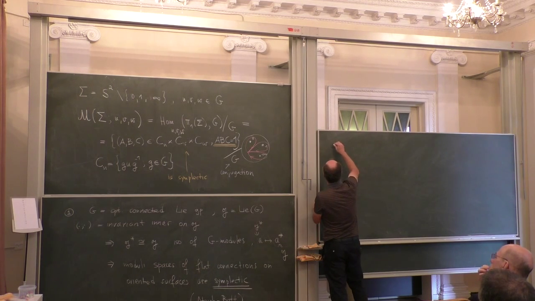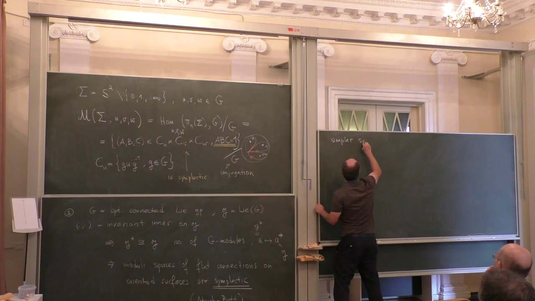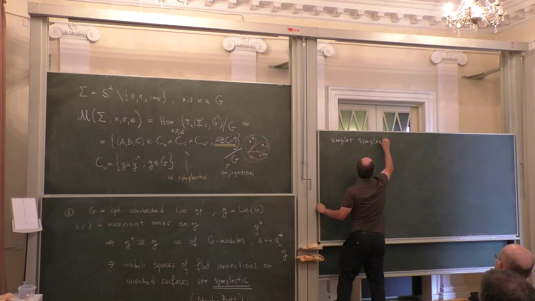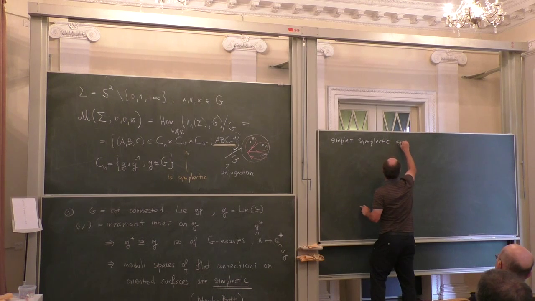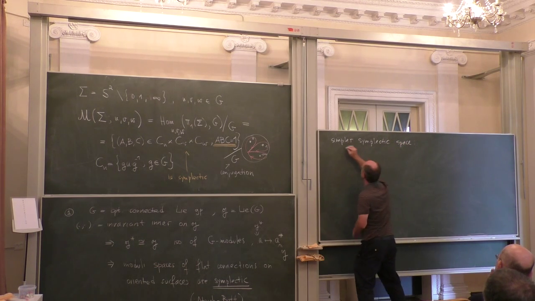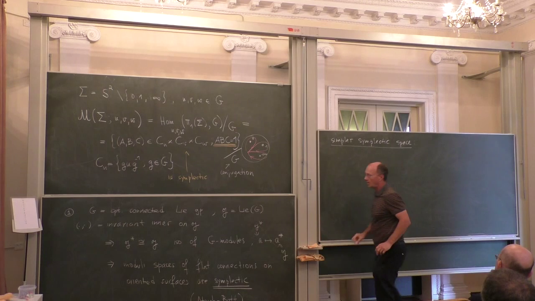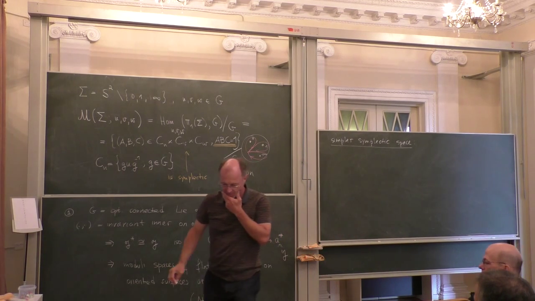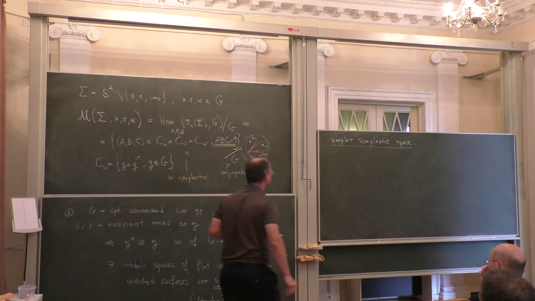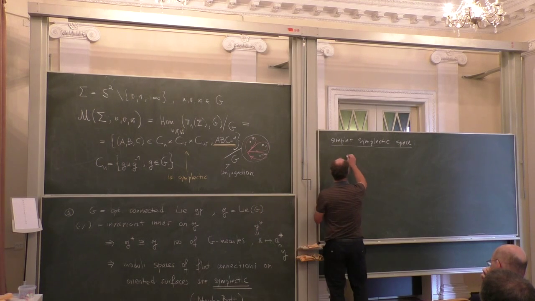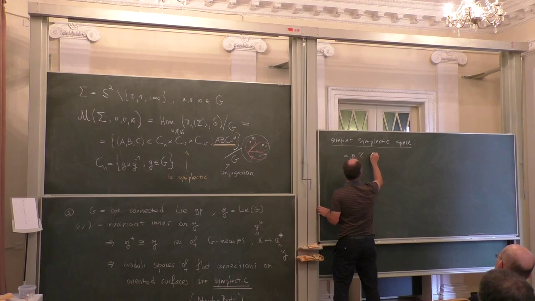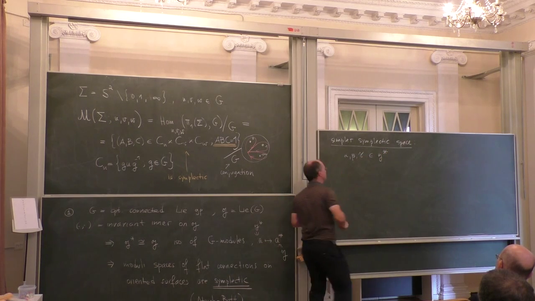But now I want to look at a simpler symplectic space. And in order to do that, let me fix the following data. Let me choose 3 points, alpha, beta, and gamma, in the dual to the Lie algebra.